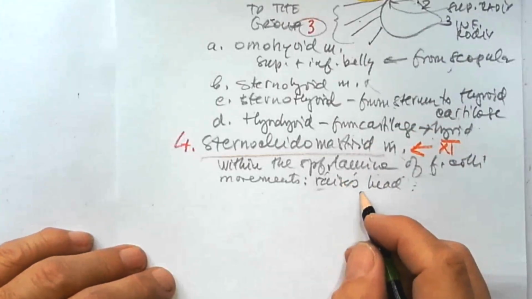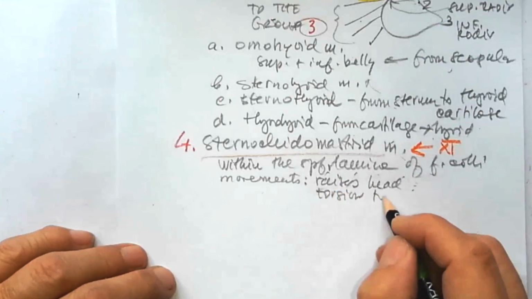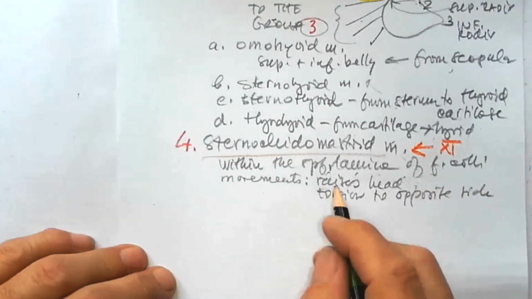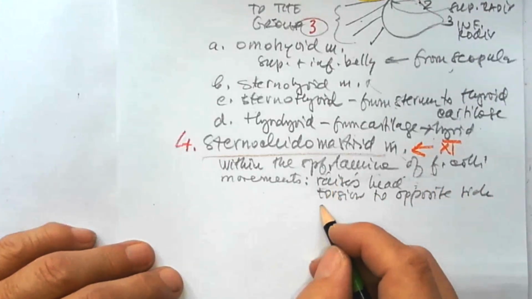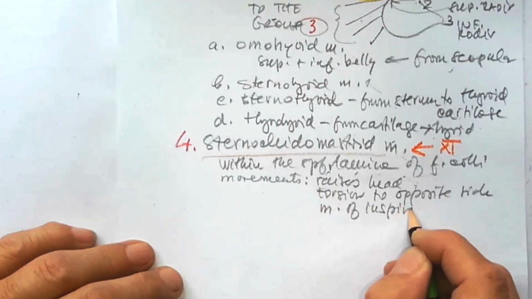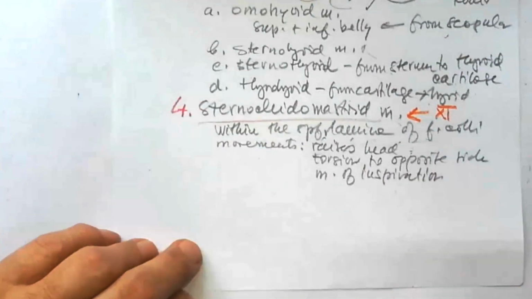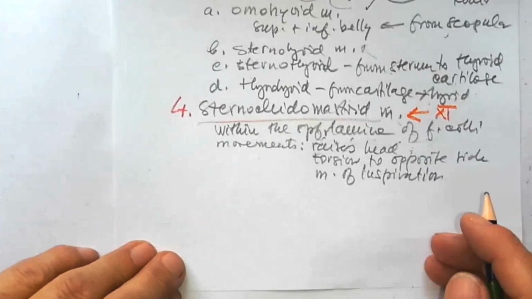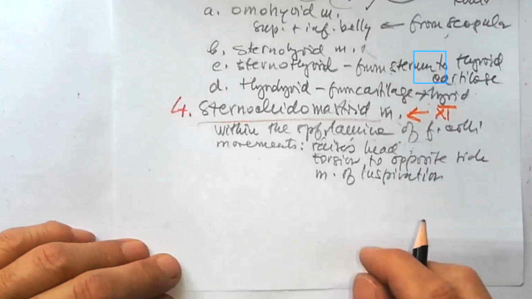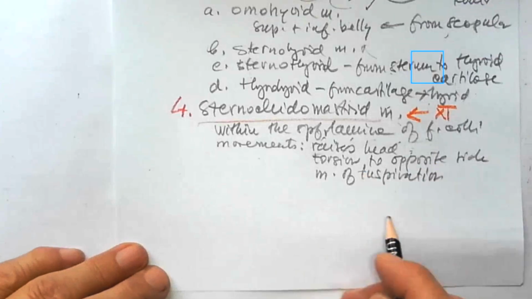Then it is responsible for a torsion to the opposite side. Then it is a muscle of inspiration, because sternocleidomastoid, running from sternum and clavicle, helps to elevate the ribs, attached by the ligaments. So that's why sternocleidomastoid also assists in the inspiration.